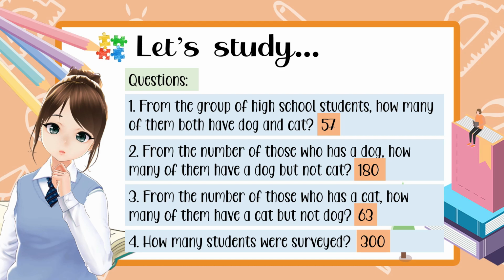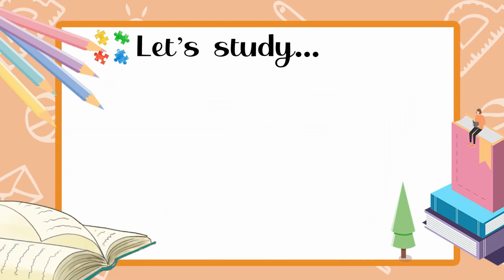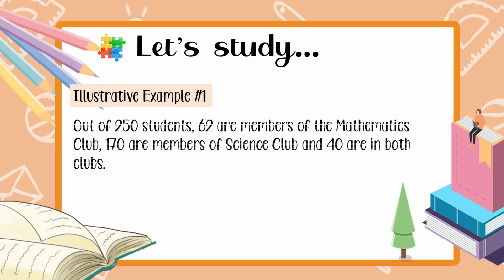Try pa tayo ng isa. Let's have this example. Out of 250 students, 62 are members of Mathematics Club, 170 are members of Science Club, and 40 are in both clubs. So, meron tayo ng salitang "both." So, ibig sabihin, mathematics and science. So, dahil meron tayong "and," meron ulit tayong intersection nung dalawang sets.